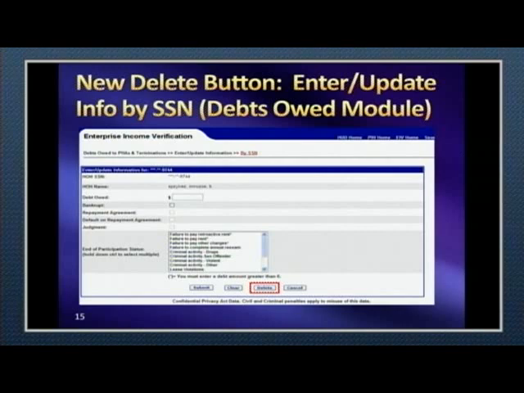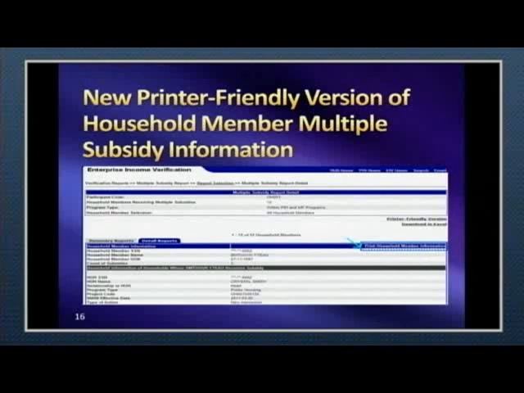Here is the delete button, showing you, we're on slide 15, how you can now delete an EOP record if you opt to do the debts owed module by SSN. And then here's your new printer-friendly version of the multiple subsidy report where you can print household member information specific. Notice that there's a print household member information link to the right. You simply click on that link and you now have a printer-friendly version.